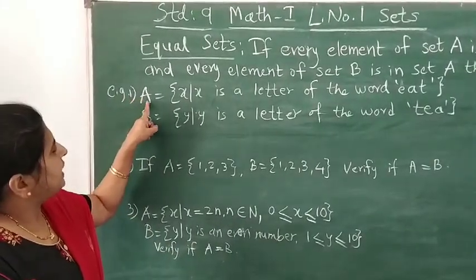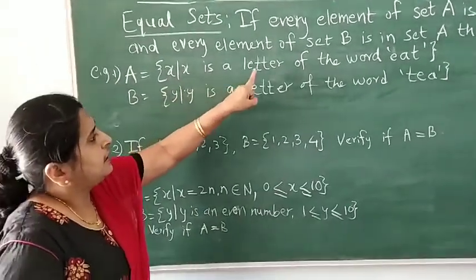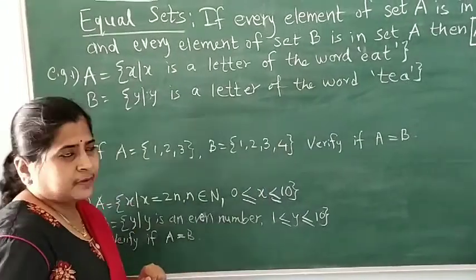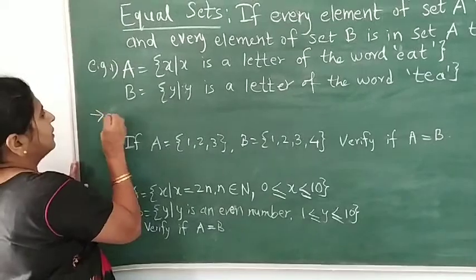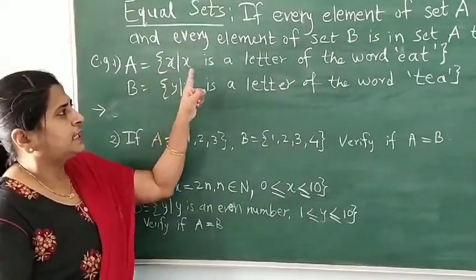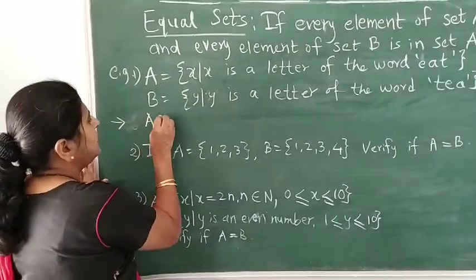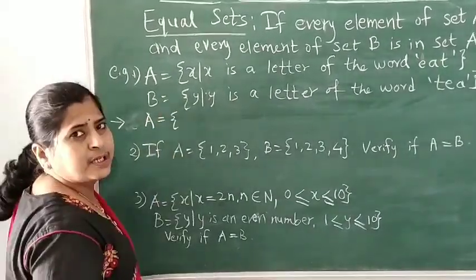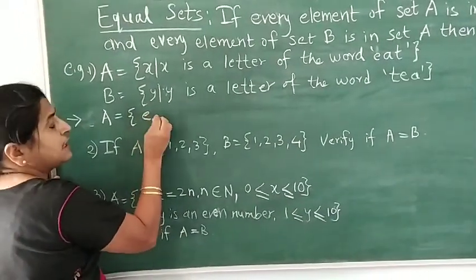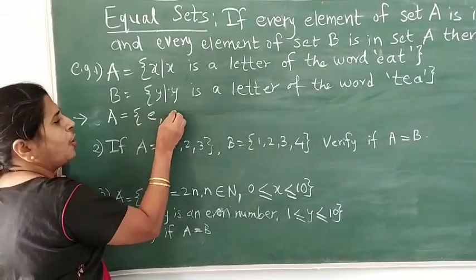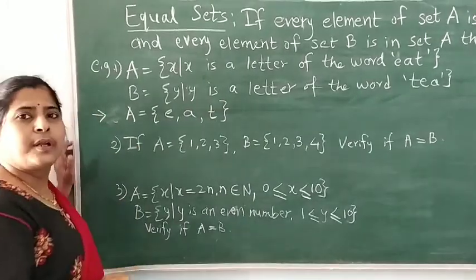For example, set A is a set of what? It's the set of all x such that x is a letter of the word EAT. Let's write this set A using the listing method. Whenever we have been given a set in rule method form or in general form, we should write it in the listing method. What are the elements of set A? What is the word given? EAT. So let's write each letter of the word EAT by putting commas: E, A and T. We have three letters without repetition.